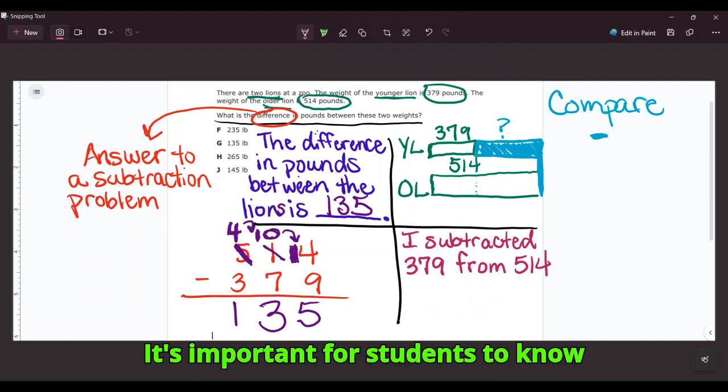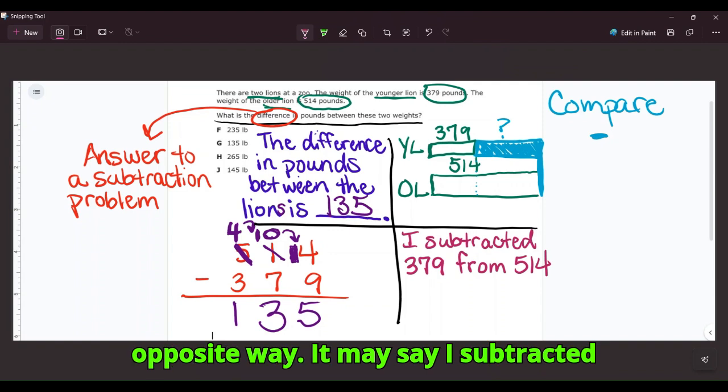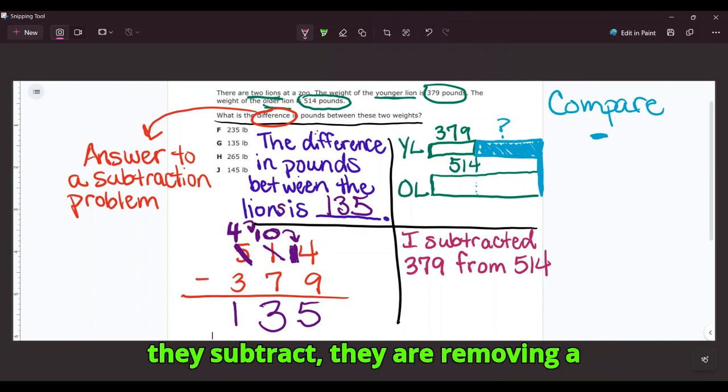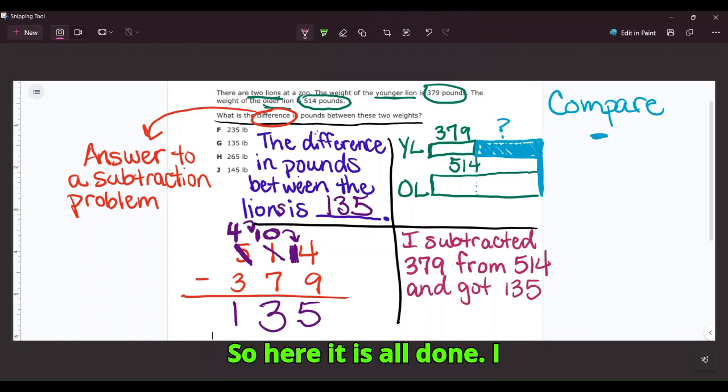It's important for students to know what's being subtracted, because sometimes they may see it written the opposite way. It may say, I subtracted 514 from 379. Very important for students to know when they subtract, they are removing a smaller amount from a bigger amount. So that is why I wrote it this way. I've subtracted 379 from 514. So here it is, all done.